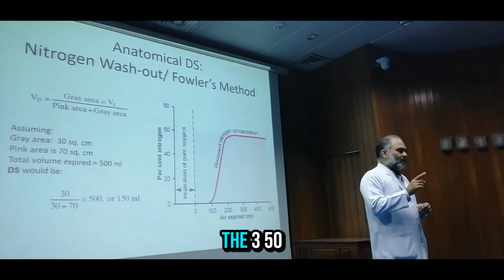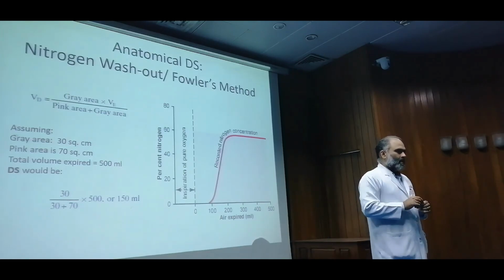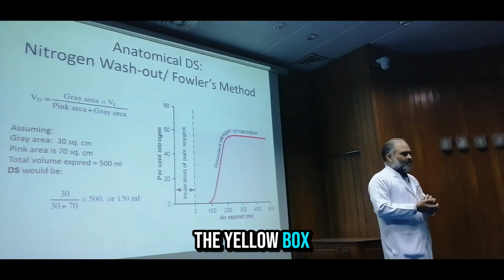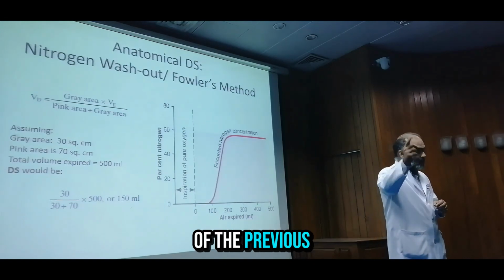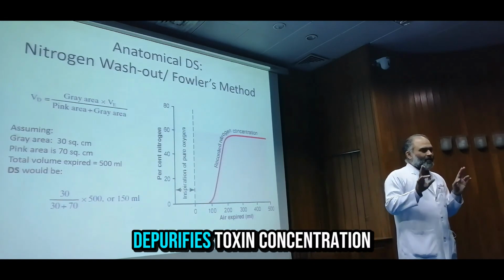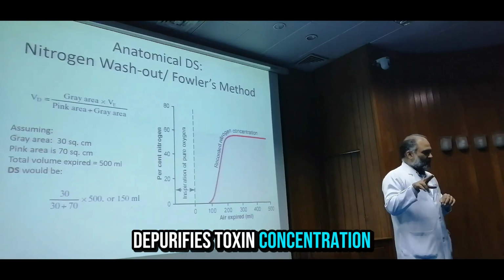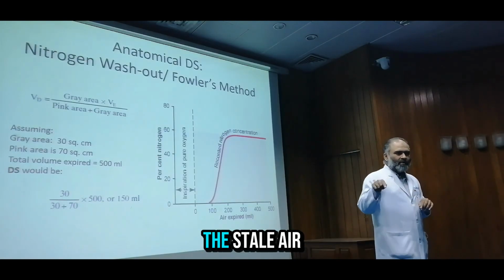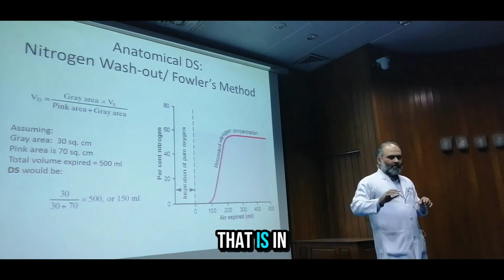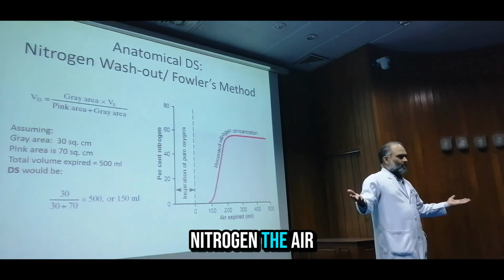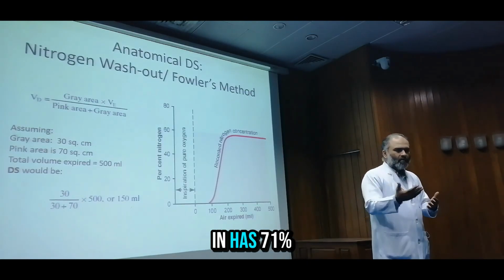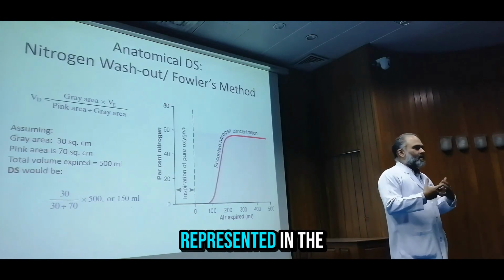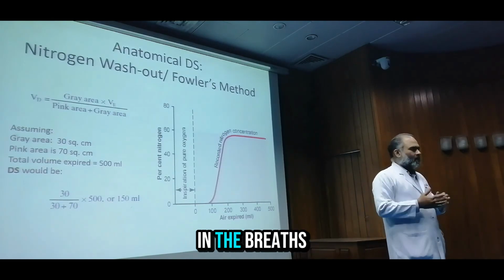What happens with the 350 ml? It mixes with the yellow box, the stale air of the previous breath. So it depurifies. The oxygen concentration drops. And guess what is in the stale air that is in the highest amount? Nitrogen. The air that we breathe in has 71% nitrogen, right? So nitrogen is overrepresented in the atmosphere and hence in the breaths as well.